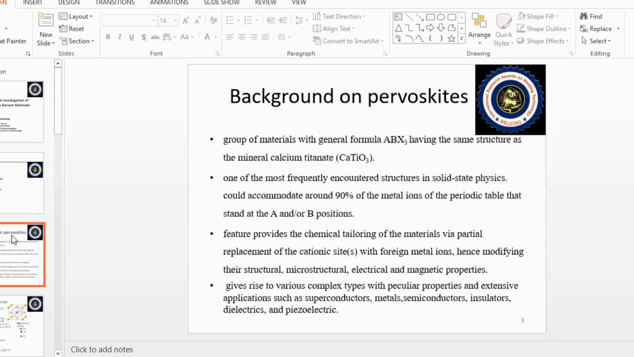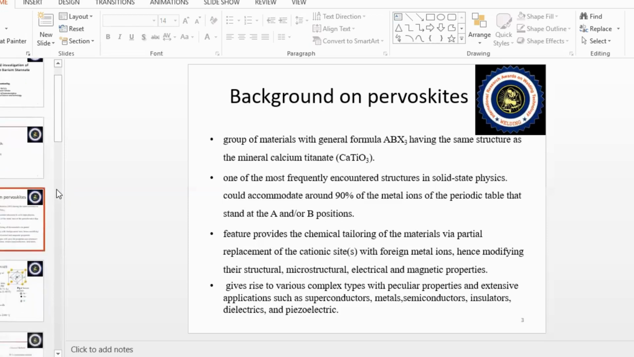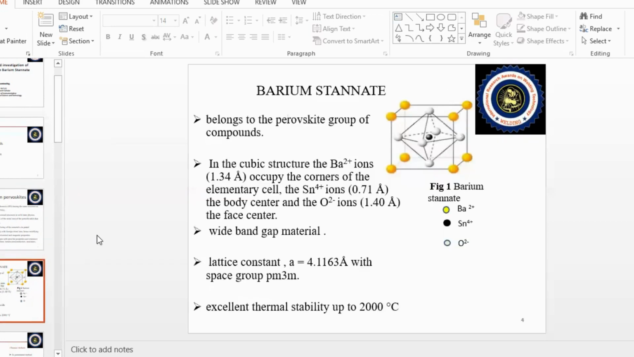Such a feature provides the chemical tailoring of the materials via partial replacement of the cationic sites with foreign ions, and hence modifying their structural, microstructural, electrical, and magnetic properties. Such a phenomenon gives rise to various complex types with peculiar properties and extensive applications such as superconductors, metals, semiconductors, insulators, dielectrics, and piezoelectrics.